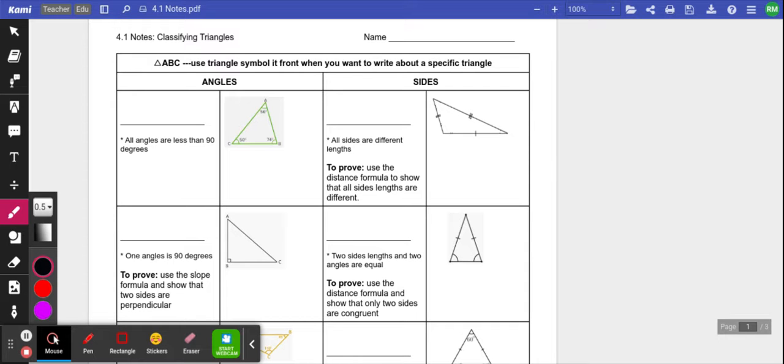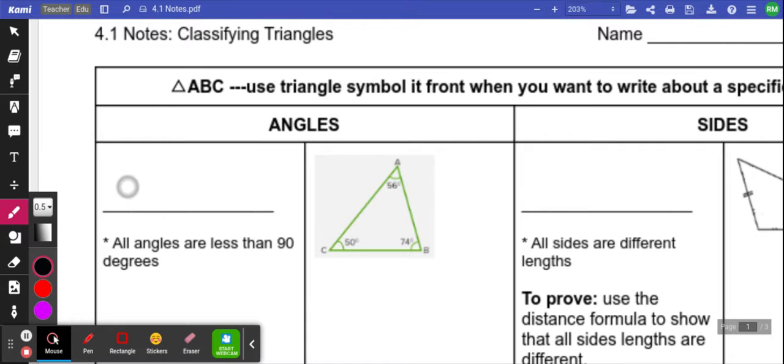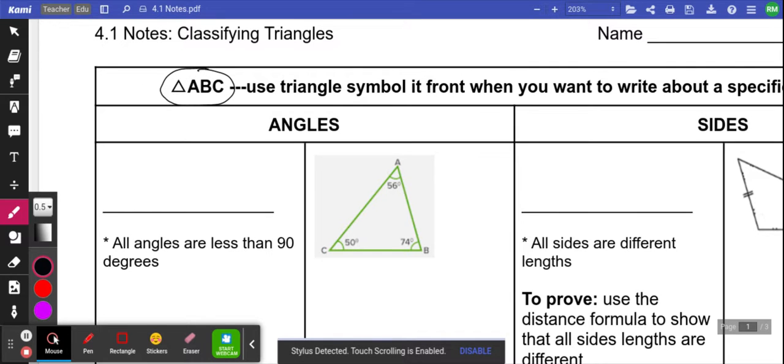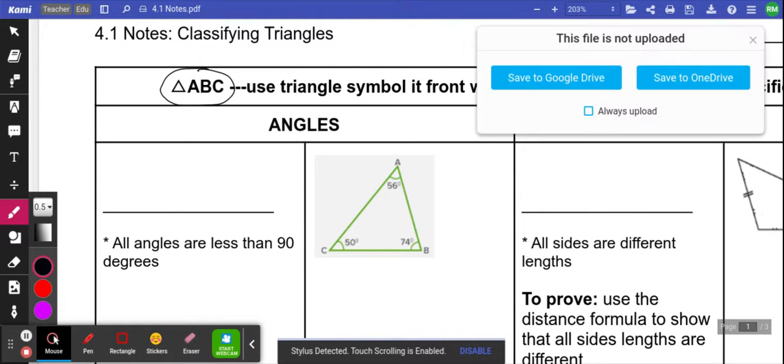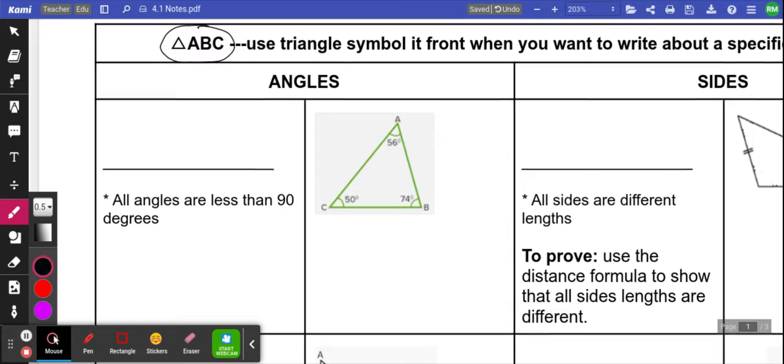First thing I would like to point out is the way we talk about triangles. We have a symbol for it, the triangle up here at the top. If we want to talk about a specific triangle, we use the triangle symbol and then the three vertices, the three corners of the triangle. So that's the first thing we want to talk about.